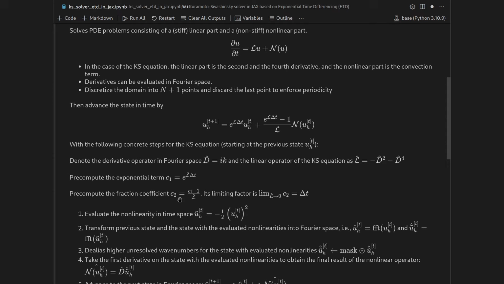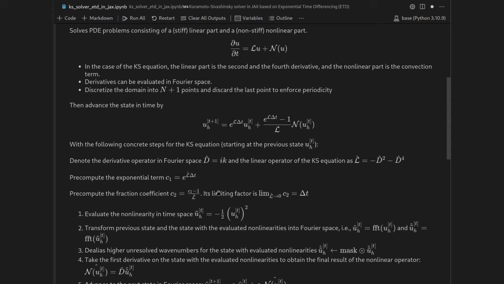And then we can also pre-compute the second factor, so this fraction here, which is the first coefficient minus 1 over L, and there is one wave number for which L will be 0. We can just set the value of C2 at this particular value to be the limit, and the limit when L goes to 0 of that fraction is delta t. So we will set C2 to this value if L is not 0, and we will set it to delta t if L is 0.